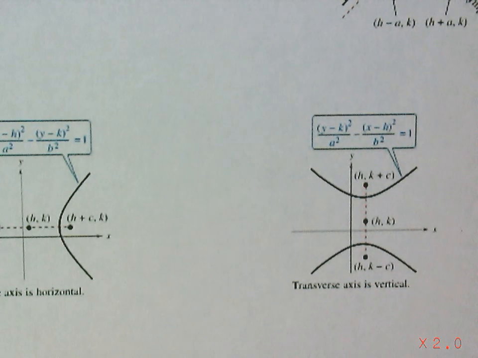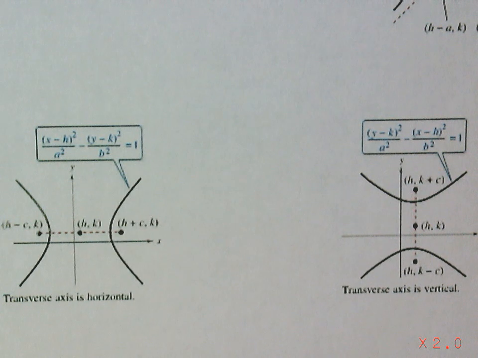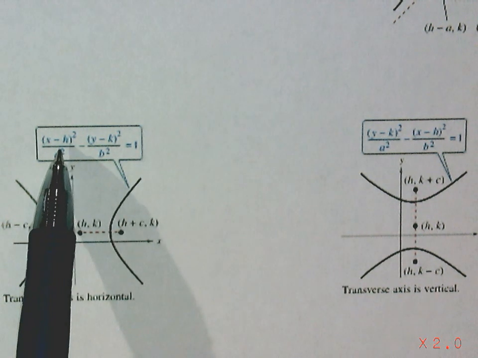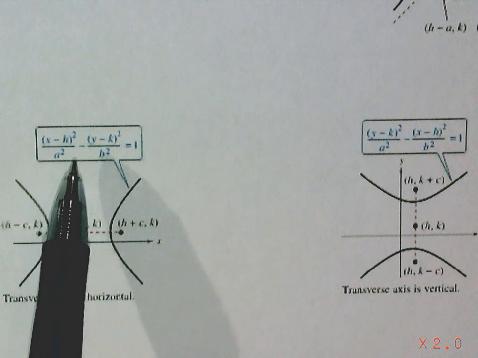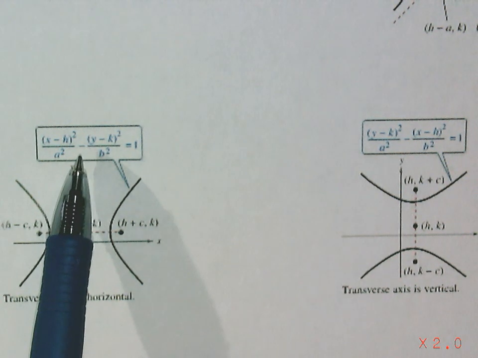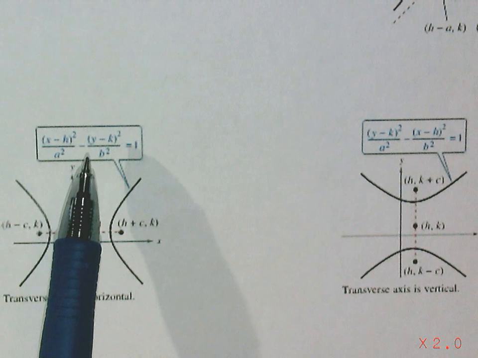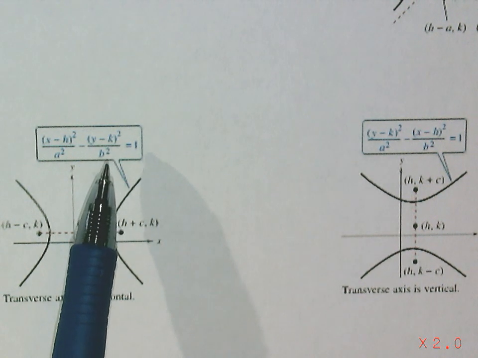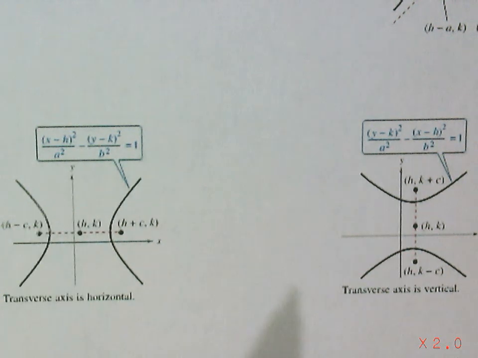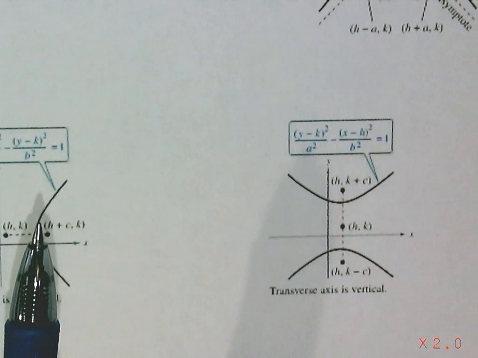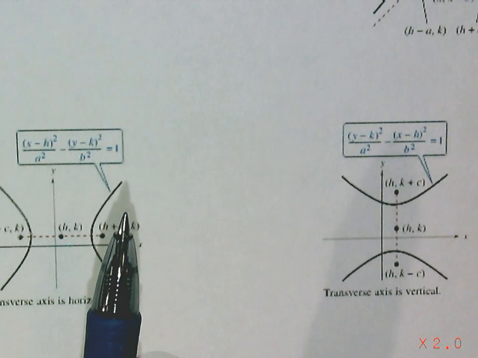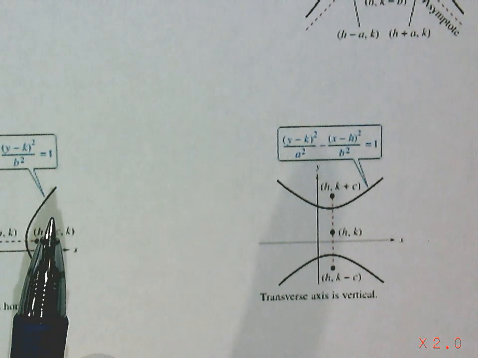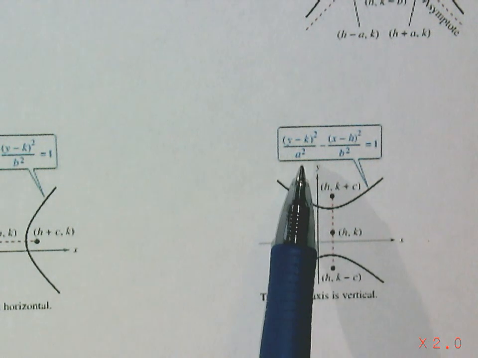There are two formulas. The difference between this and the ellipse is I'm still going to have an (x minus h) squared over a squared, but now I'm going to have a minus sign. That's the huge difference between an ellipse and a hyperbola. I'm subtracting (y minus k) squared over b squared. The other difference is in an ellipse, a was always the larger value. And in a hyperbola, a is just always going to be the first term.